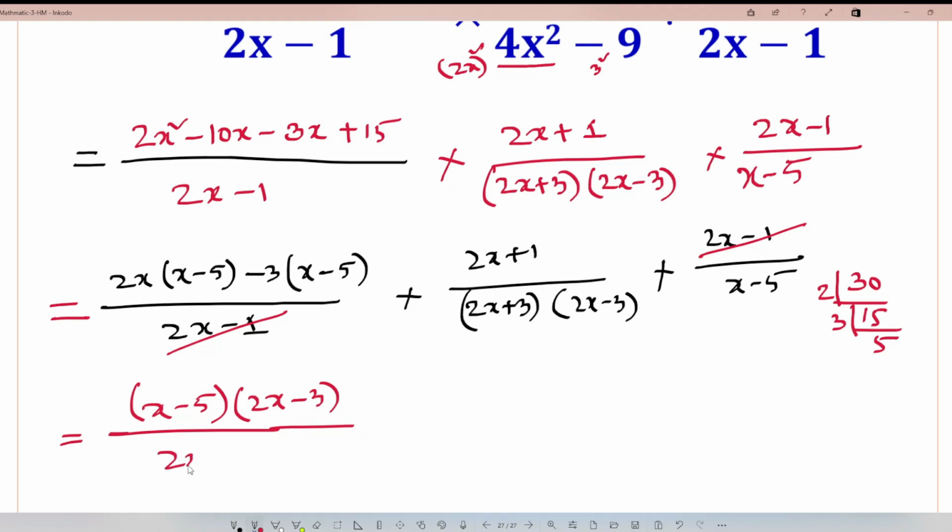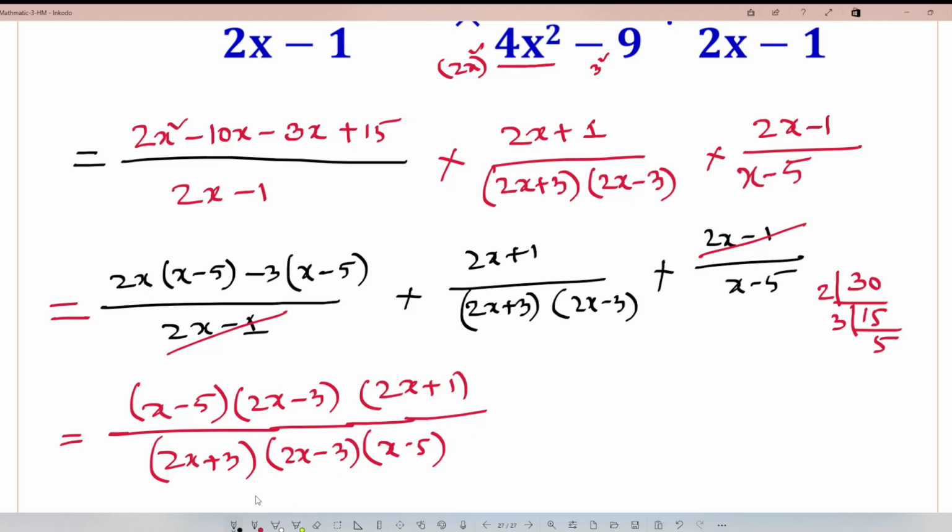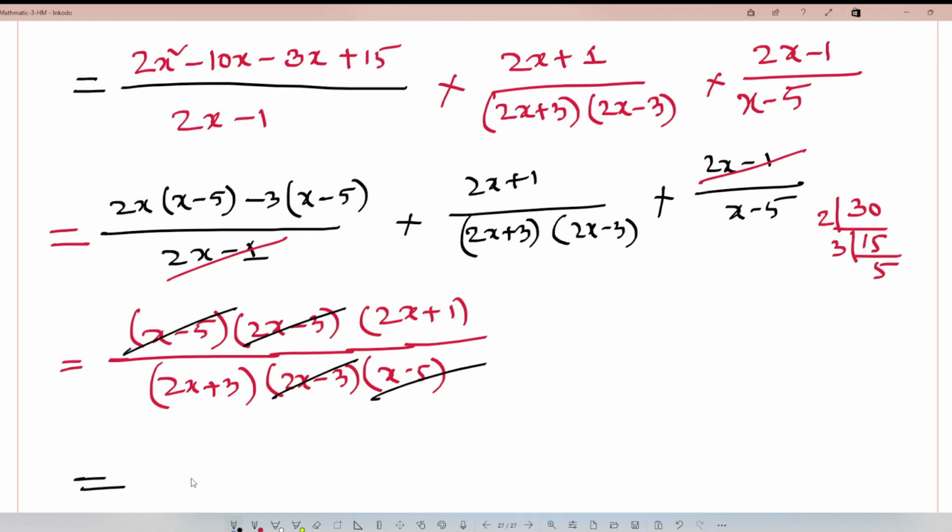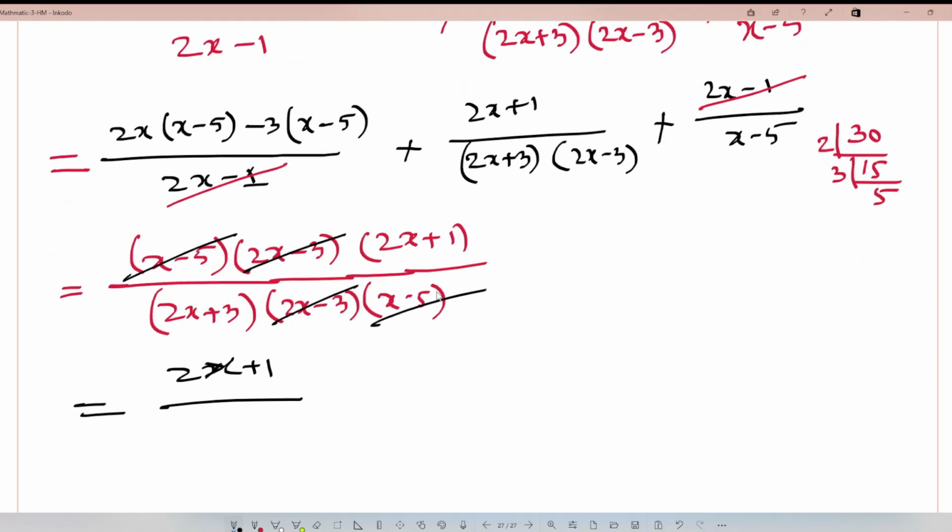here is (2x + 3), (2x − 3), and here is (x − 5), and here (2x + 1). So again we can cancel (2x − 3), (2x − 3), (x − 5), (x − 5). So our answer is (2x + 1) divided by (2x + 3), right? So this is our answer.